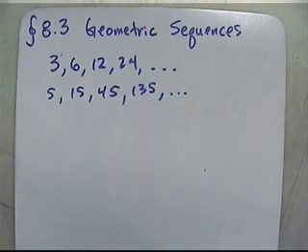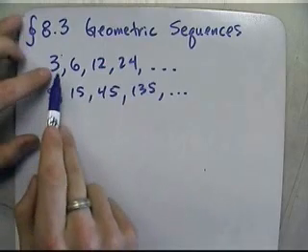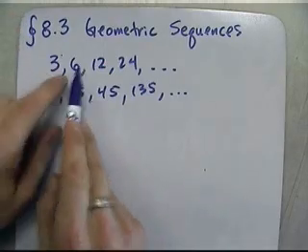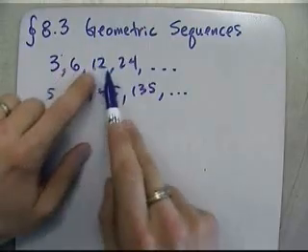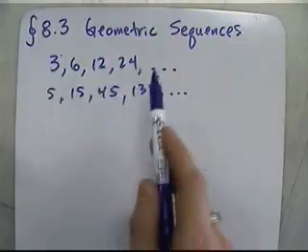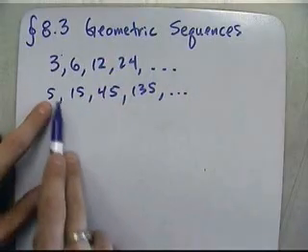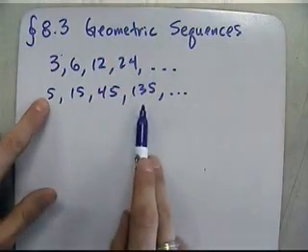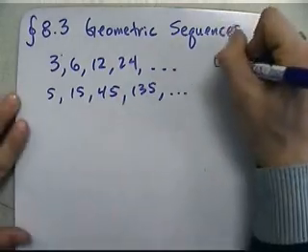Both of them are what? Multiplied by something. Instead of adding the same number all the way through the sequence, now we multiply by the same number all the way through. For this one, to get from 3 to 6, I multiply by 2. From 6 to 12, multiply by 2. 12 to 24, multiply by 2. So my pattern is multiplying by 2 every time. On the bottom one, I'm multiplying by 3 every time. For a geometric sequence, they call this a common ratio.